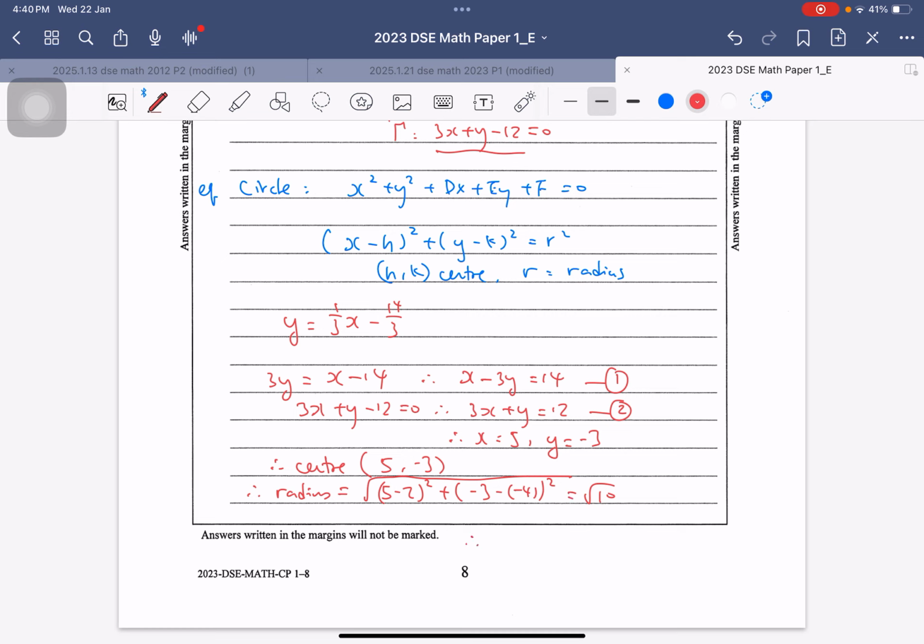So the equation is (x - 5)² + (y + 3)² = (√10)². You don't need to expand the brackets. We can just leave it as (x - 5)² + (y + 3)² = 10, because the square of the square root cancels out. That's the equation of the circle.